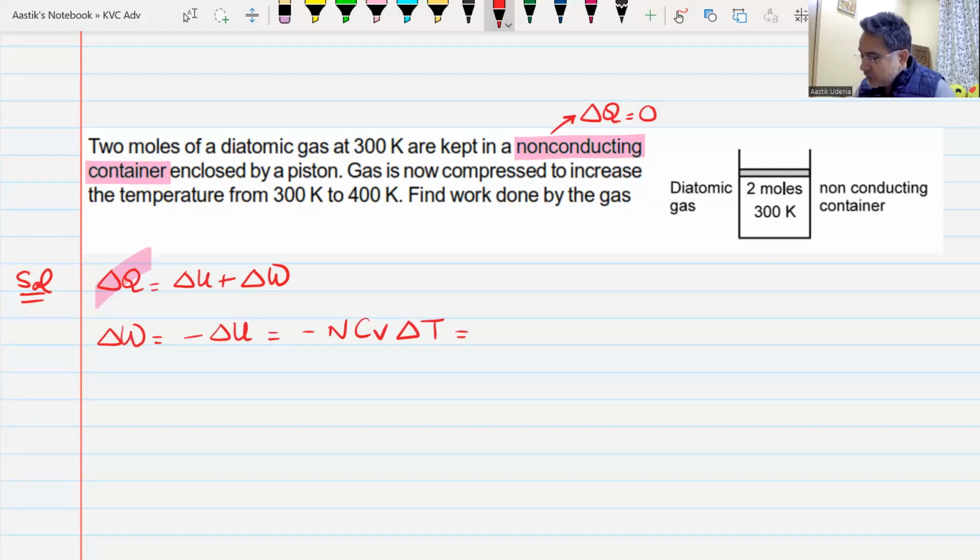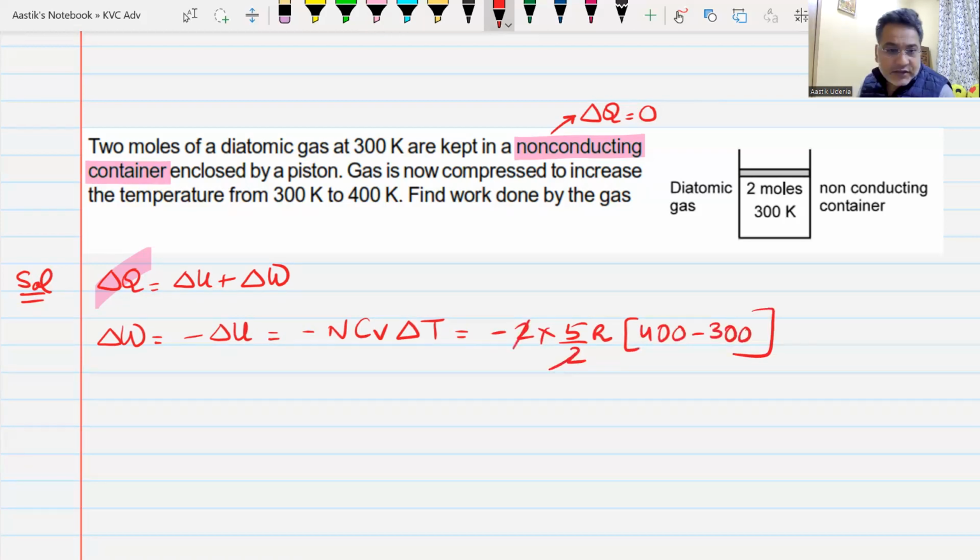CV for this number of moles is 2. CV is 5 by 2 R into delta T, 400 minus 300. That is the answer, my dear friends, that we are looking at. The answer is 500 R.